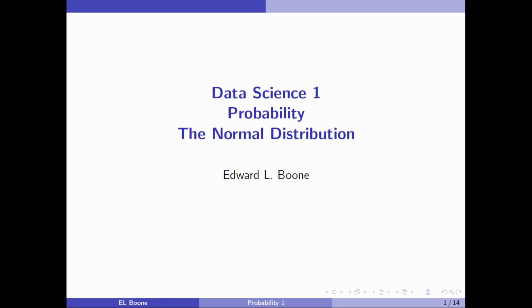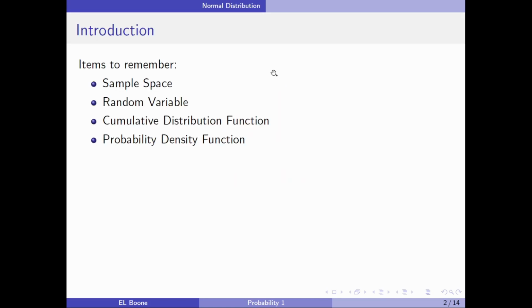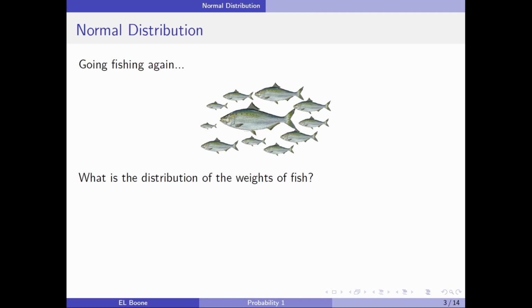Welcome to Data Science 1, Probability, the normal distribution. Things you're going to need to remember: sample space, what a random variable is, a cumulative distribution function, and a probability density function. All right, so we're going to go fishing again.